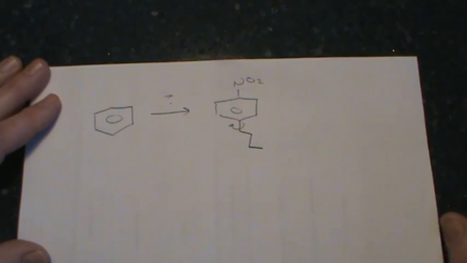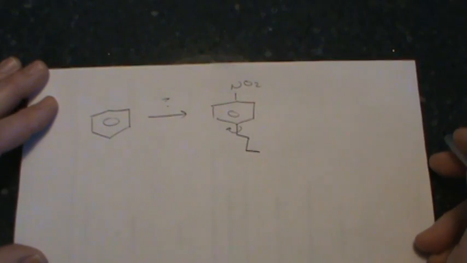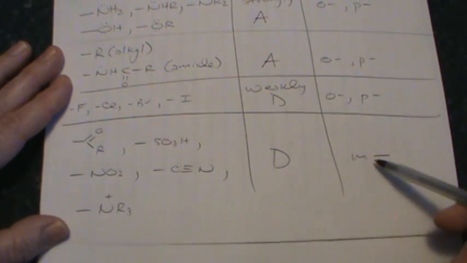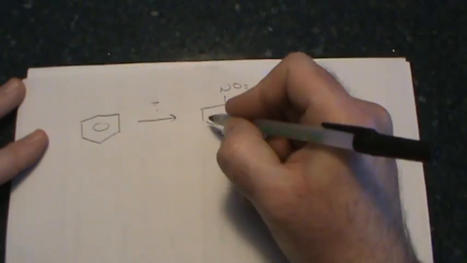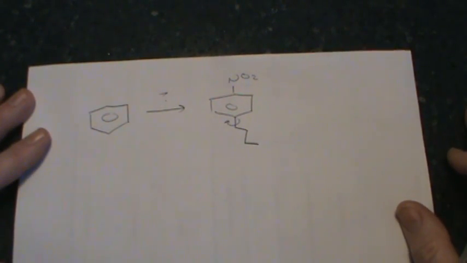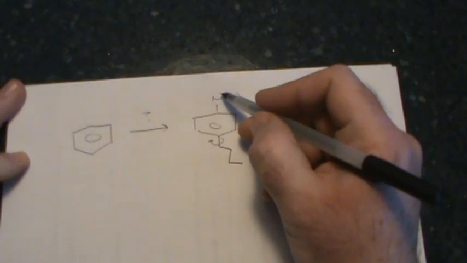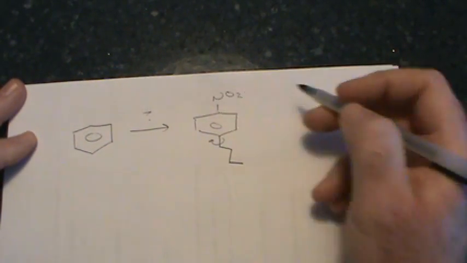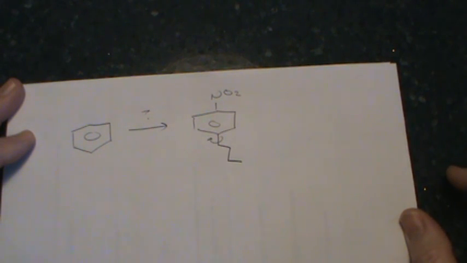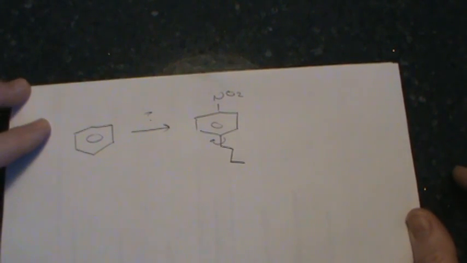But what about if I put the nitro group on first? Well, the nitro group is a meta-director, being a deactivator. It's a meta-director, like all the strong deactivators. So if I put the nitro group on first and then try to put the alkyl group on, I'm going to get the wrong product. That's not going to work. However, recognizing that the nitro group and the amino group are interchangeable, that gives me another approach to put the alkyl group in the para position.